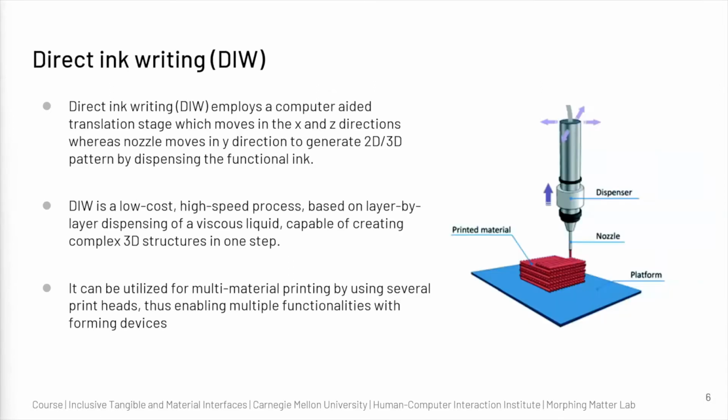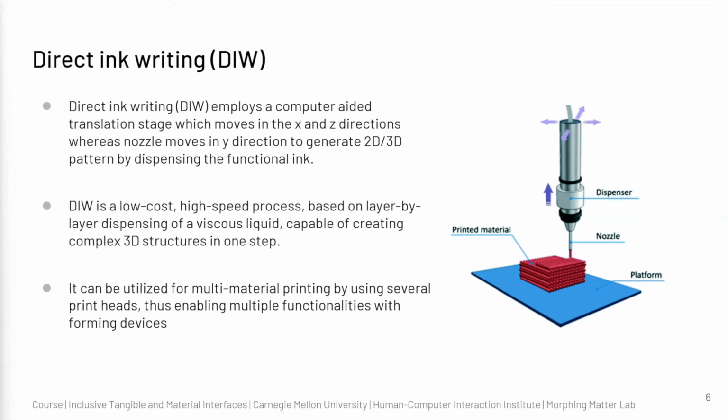The second technique that I will be talking about is called direct ink writing. Direct ink writing is a modification of FDM where the extrusion head is replaced by a barrel or a syringe. In this case, in the syringe, we put a liquid ink. It is also controlled by a computer-aided translation stage that moves in X and Z direction, whereas the nozzle moves in Y direction. This is considered a low-cost, high-speed, layer by layer process where liquid is dispensed to create a 3D structure. And here you can print a wide variety of viscosities of liquids.